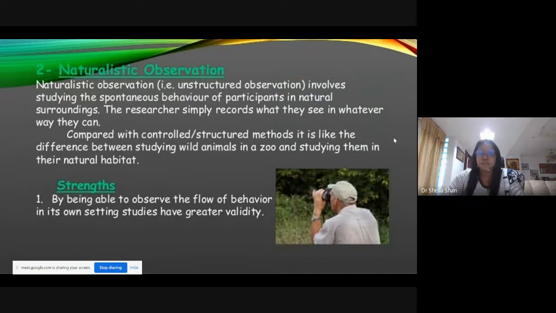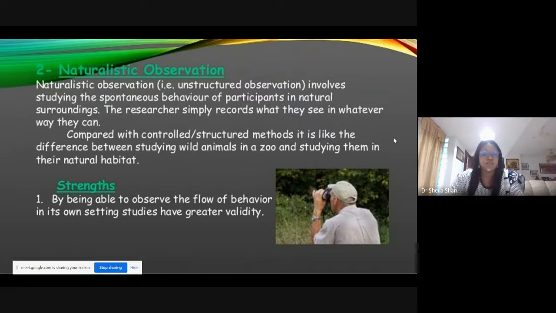Natural observation is unstructured observation. Yeah. And the researchers simply record whatever they see. Then later they can see that again. Compared with controlled and structured methods, it's like the difference between studying wild animals in a zoo and studying them in the natural habitat. Most of the time you see the animal in the zoo, they are sleeping, right? But if you go to the natural habitat, when they are active, when they are sleeping, you can really study them, right? Because in the zoo, they don't have to hunt. So they have lost their natural skills, right?